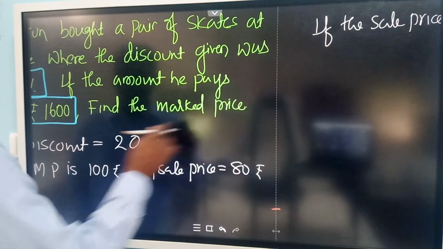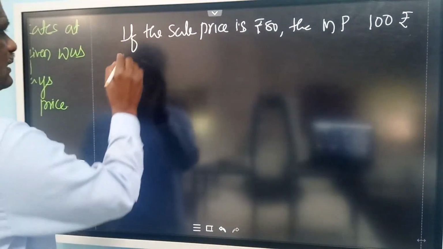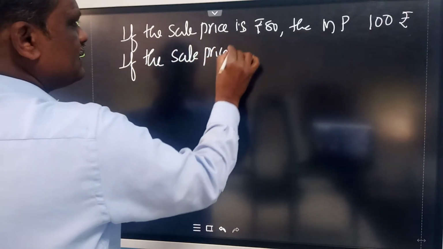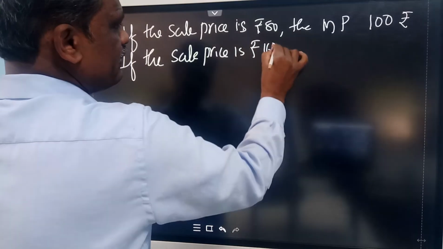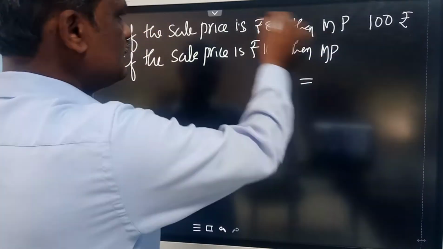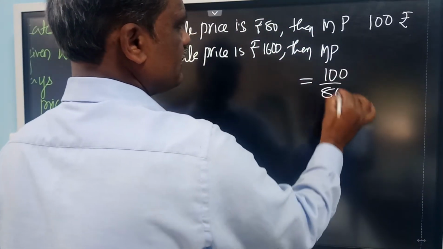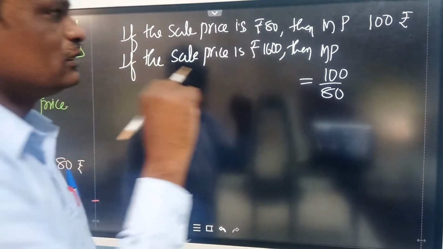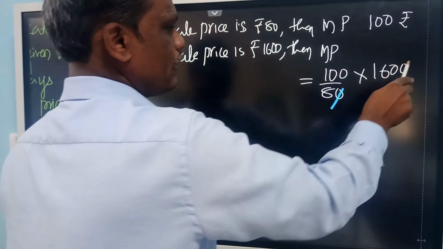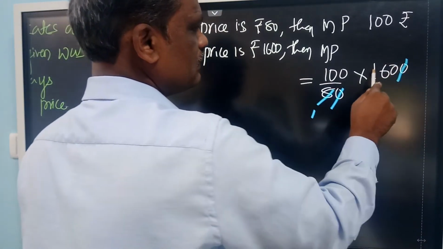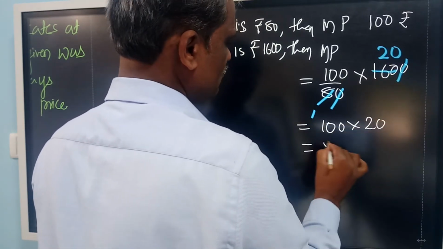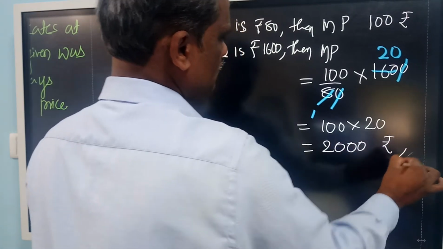And they have given the sale price here: 1,600 is the sale price. If the sale price is rupees 1,600, then the market price must be equal to 100 divided by 80 into 1,600. We are following the unitary method. You can cancel this 0 with the 0. 8 ones are 8, 8 twos are 16, then 20. So 100 into 20 is 2,000 rupees.